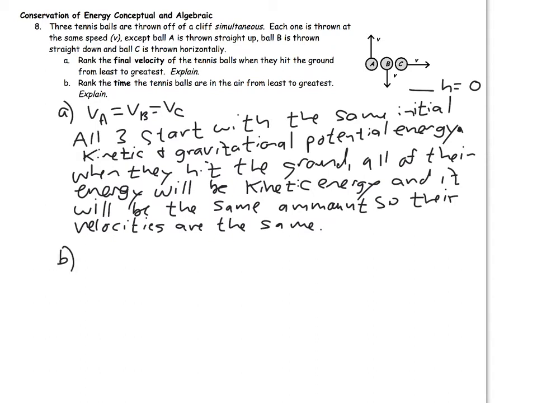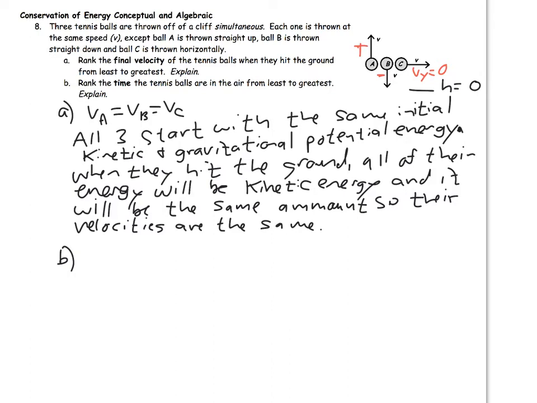For part B, we want to rank the time that they're in the air from least to greatest. And so for that, we're going to think about their initial y velocities. So A has a positive initial y velocity, B has a negative initial y velocity, and C actually has 0 y velocity in the beginning. So time-wise, that will affect how long it takes to hit the ground.